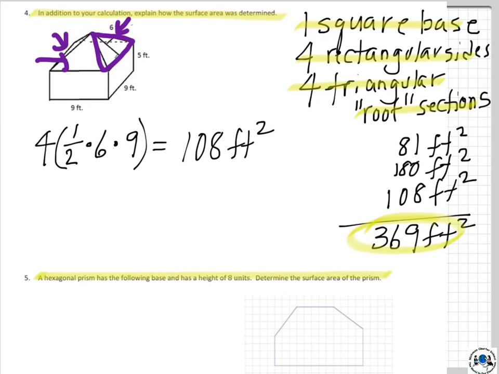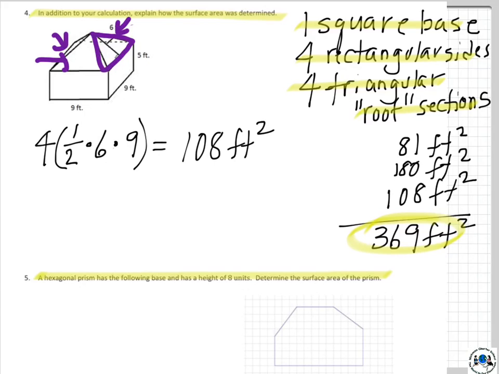All right, so this next problem here: a hexagonal prism has the following base and a height of 8 units. Determine the surface area of the prism. Now, this is going to turn out to be a wonky problem, which we will not actually get an answer to. Therefore, I don't want you to go off and try to solve it. So I just want you to follow along with me here. Because there's a really important part. There's always something to learn, right?